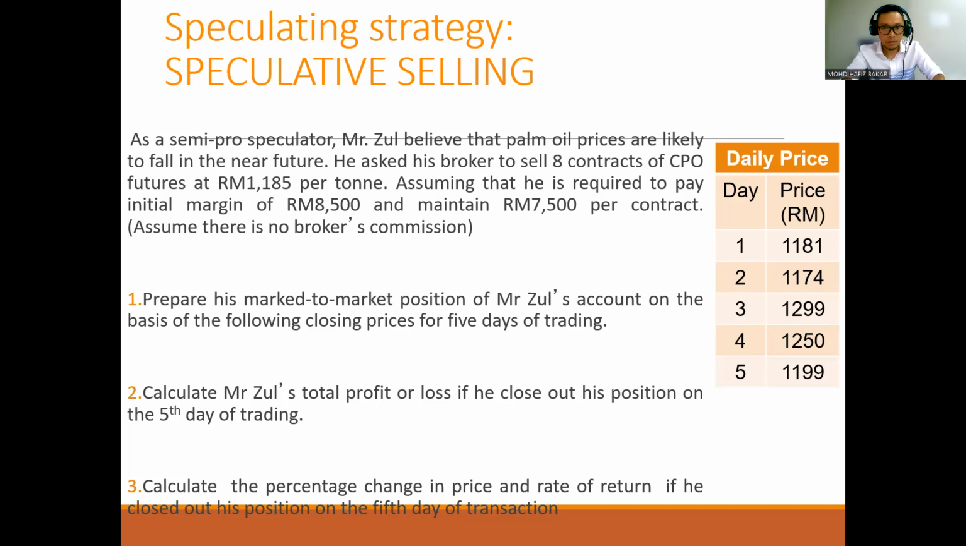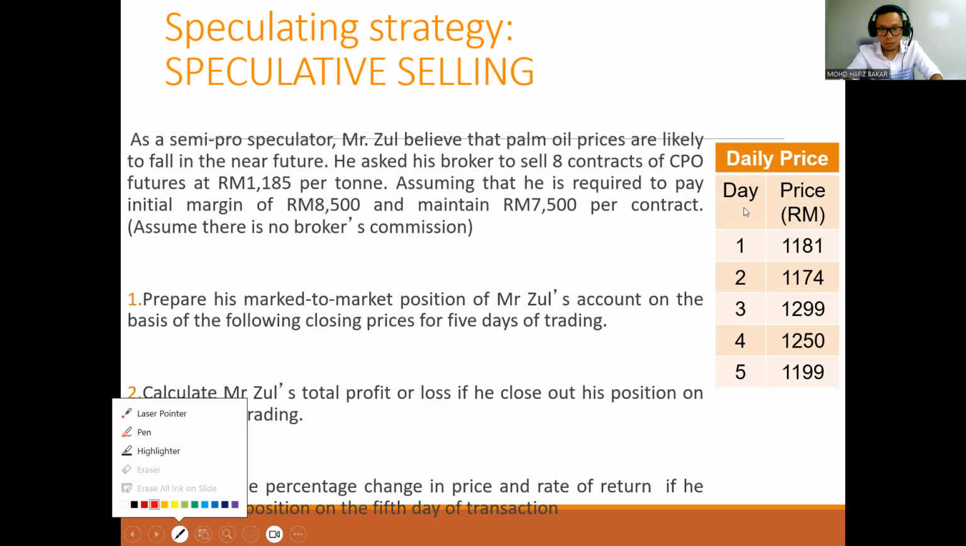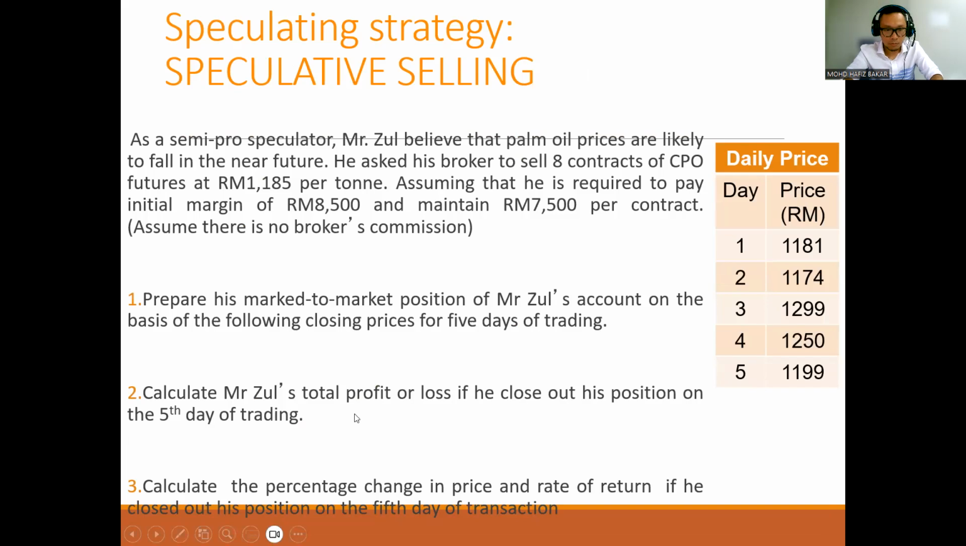First, prepare the mark-to-market position of Mr. Zul's account on the basis of the following closing prices for 5 days of trading. Okay, so this is the daily price. Day 1, 1,181. Day 2, 1,174. Day 3, 1,299. Day 4, 1,250. And day 5, 1,199.